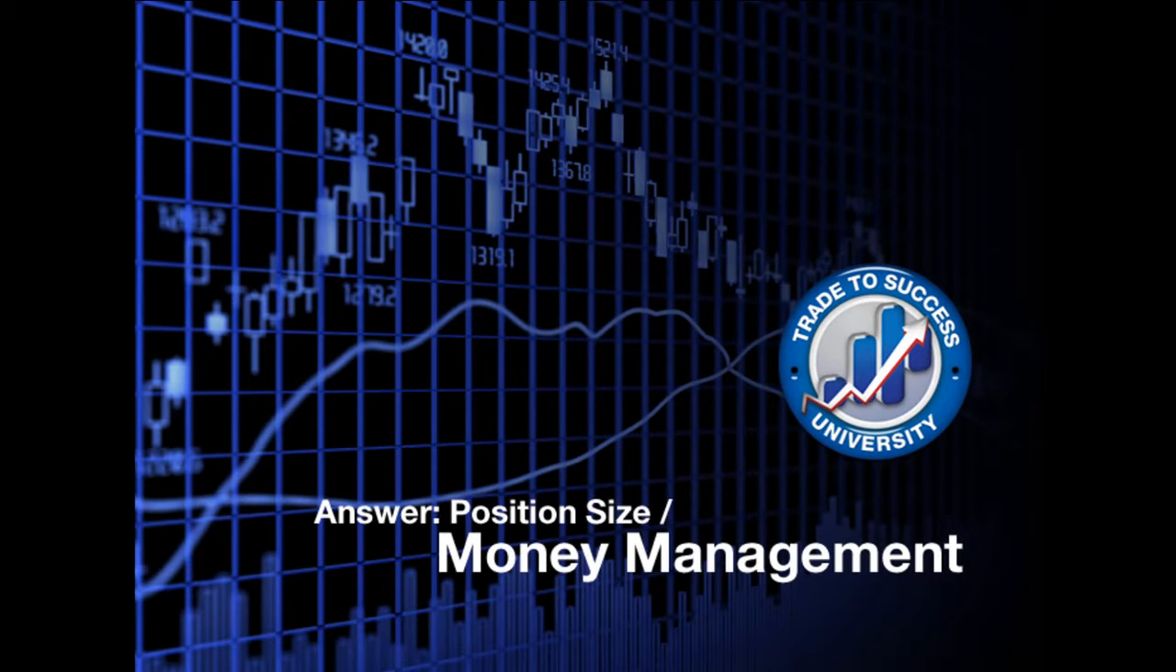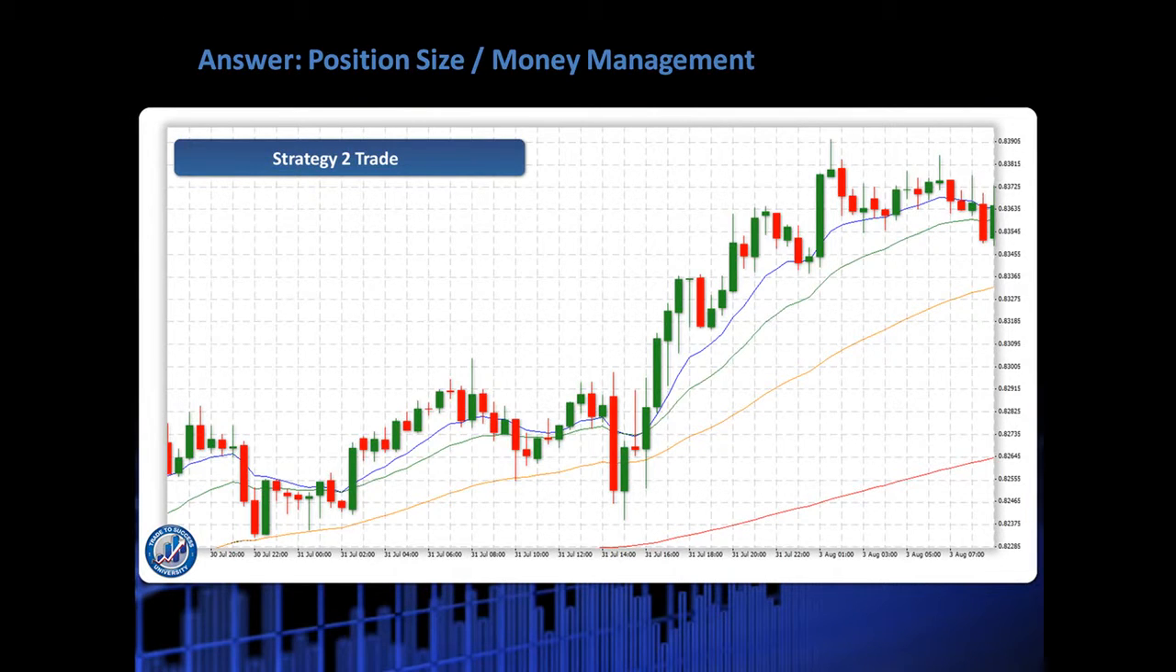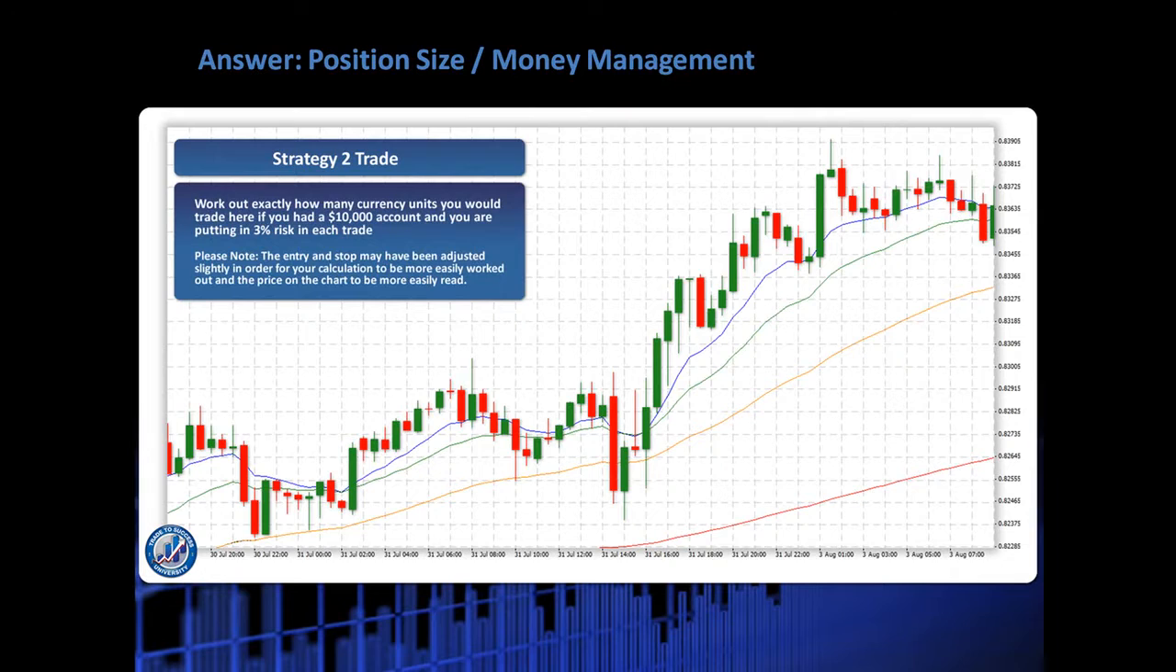Okay, so let's talk through the answer for the chart on the previous page. This is the chart in question and it's a strategy 2 trade. So we're looking at if we have a 3% risk of a $10,000 account, how many currency units will we be trading here?